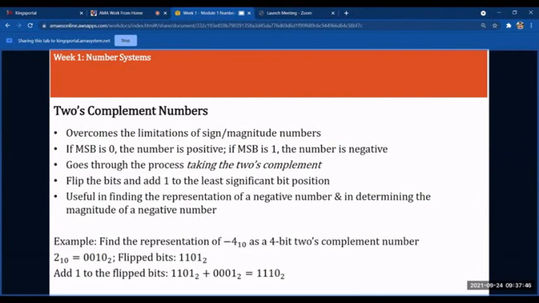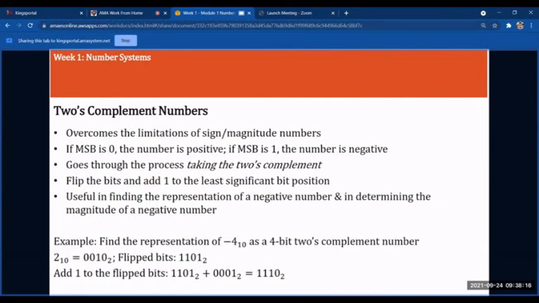The example here is to find the representation of negative 4 base 10 as a 4-bit 2's complement number. So we have 4 base 10, which is equal to 0100 base 2. Flip the bits, meaning you reverse them. The 0 becomes 1, the 1 becomes 0, and the 0s become 1s. So we get the flipped bits, which is 1011 base 2.